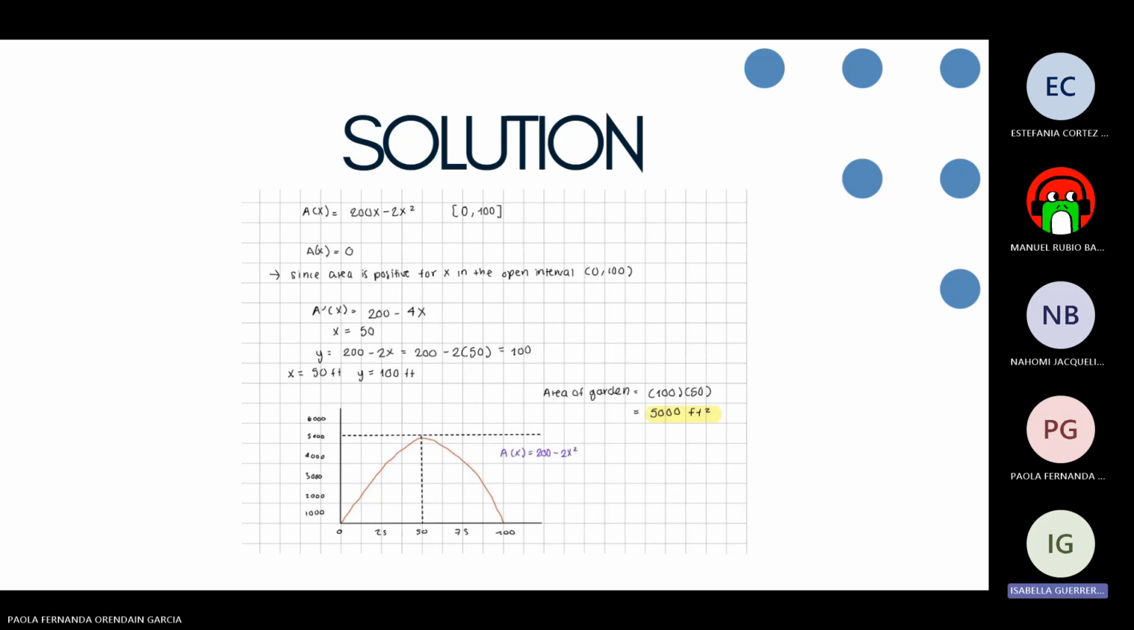With this equation, we can find that x equals 50. Then to find y, we solve 200 minus 2x, substituting x with 50, which equals 100. Therefore, the area of the garden will be found by multiplying 100 times 50, and this gives us the maximized area, which is 5,000 square feet.